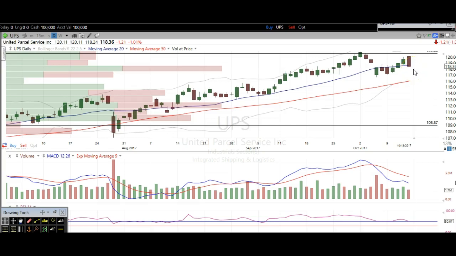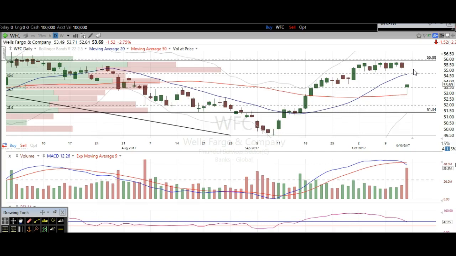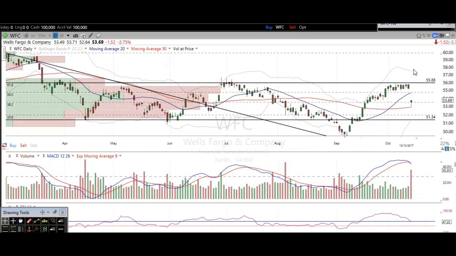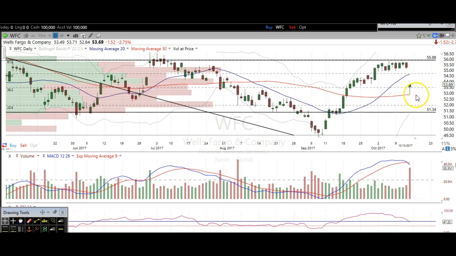So the next one we're going to touch on is Wells Fargo. And Wells Fargo, last video we did on Wells Fargo, we said that we were coming into this resistance level and most likely it was going to come down. We had a reaction to earnings, and what do you know, it headed lower right there. So congrats if you watched that last video and you followed along.